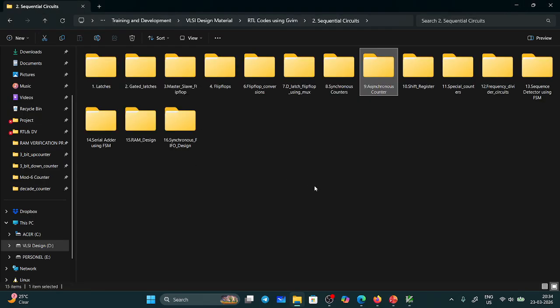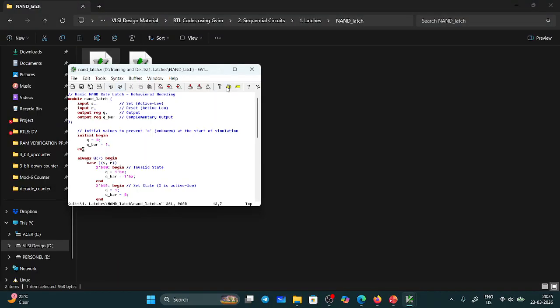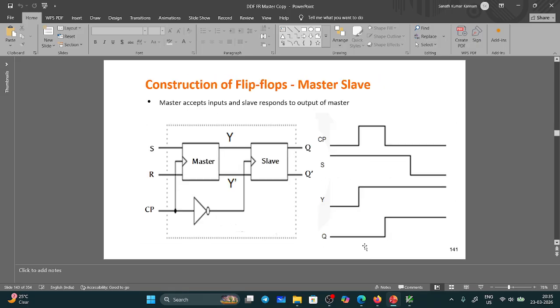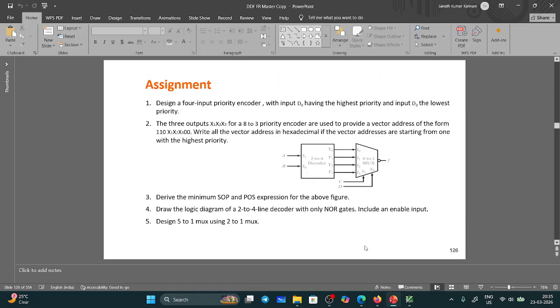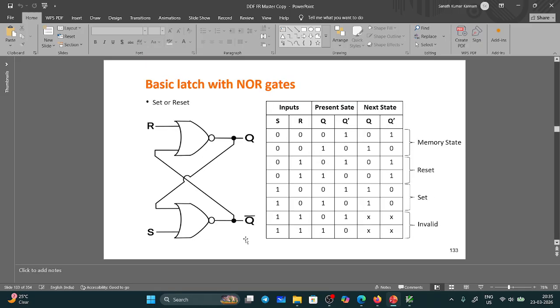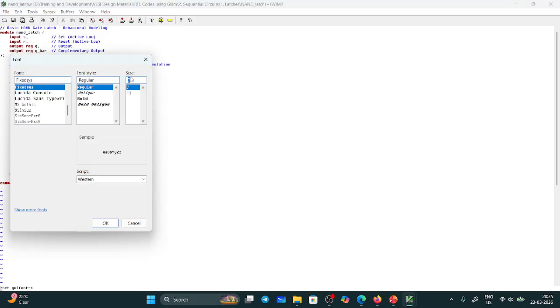Okay, is it fine? So this is about the reset counter. Latches also I wrote. See here. NAND latch we discussed, no? Latches also you see. So first we saw the latches, the basic latch using NOR gate and the basic latch using NAND gate. We saw or not? Okay, so basic latch using NAND gate and NOR gate.